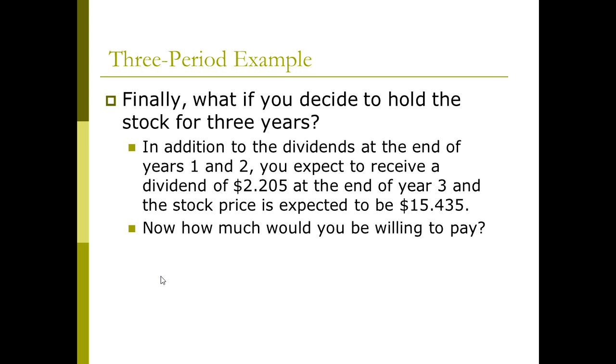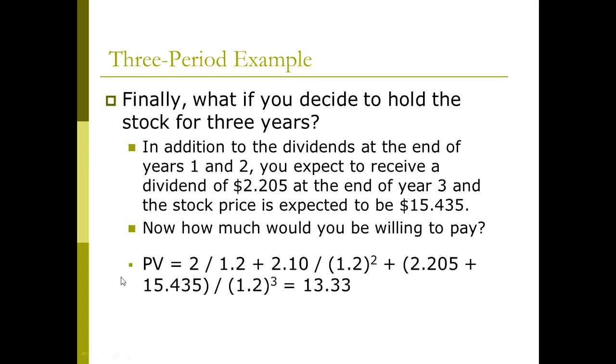Alright, now I'm going to extend the model to 3 periods. So in addition to the dividends you received at the end of year 1 and 2, you are expected to receive a dividend of $2.205 at the end of year 3. And you think you can sell the stock for $15.435 at the end of year 3. How much are you willing to pay?